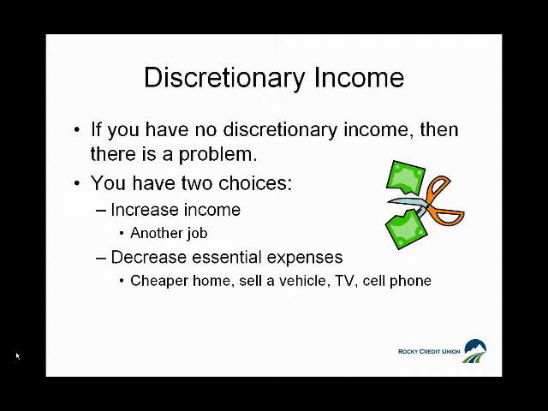And there's 2 choices. You can either increase your income, which usually means get another job or increase your hours or something like that. A little harder to control. Or you decrease your essential expenses. A cheaper home, smaller apartment, maybe even selling a vehicle if that's required. And then a few of the non-essentials, the things that people tend to include. TV, cell phone bills in a family of 3 or 4 can easily hit $200 a month. But with your discretionary income, you want to have discretionary income left so you can choose where things go. If you don't have it, you're going to have to make some adjustments.